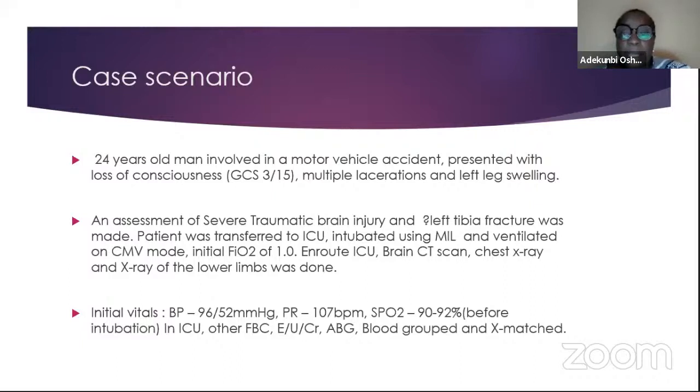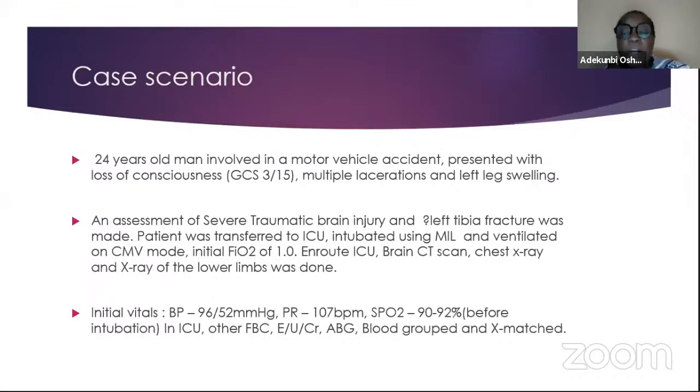He had a cervical collar already, but he was intubated using manual inline stabilization, and ventilated on the continuous mandatory ventilatory mode. Our initial FiO2 was 1, and en route to the ICU, he had the brain CT scan, a chest X-ray, and an X-ray of the lower limbs was also done. On admission into the ICU, his initial vital signs were blood pressure of 96/52 millimeters of mercury, pulse rate of 107 beats. The saturation of oxygen was between 90 to 92. This was all before intubation.